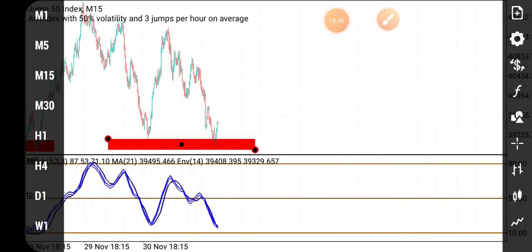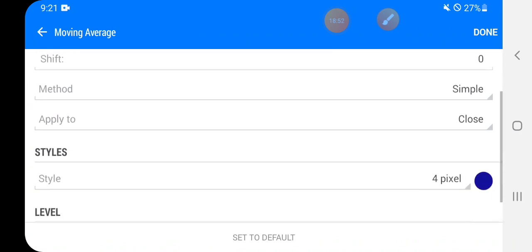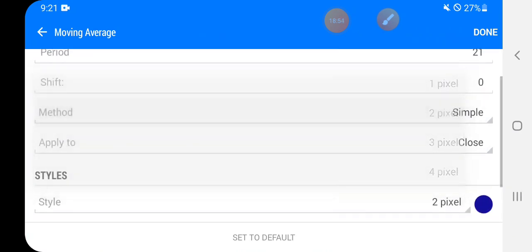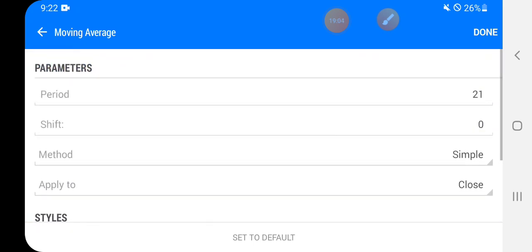You go back again and add the second indicator, which is moving average 21. Period 21, shift 0, method simple, apply to close, style 2 pixels. You use any color of your choice. I'm using blue. Then after that, you click on done.